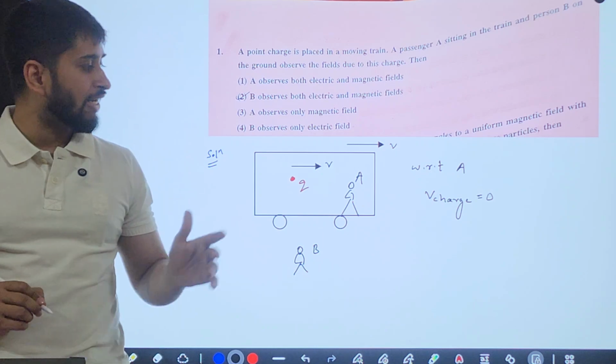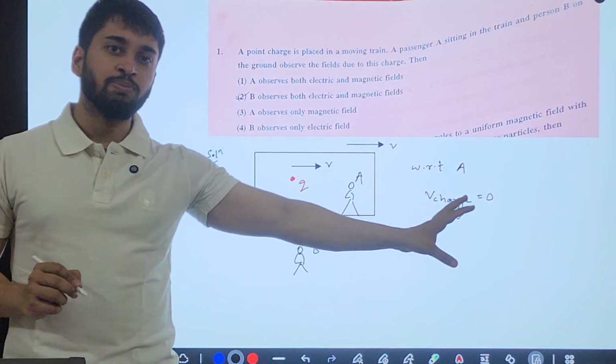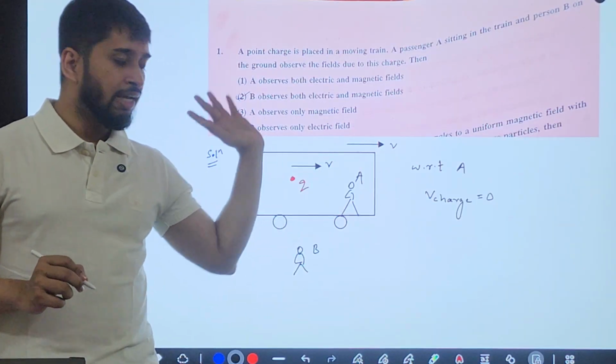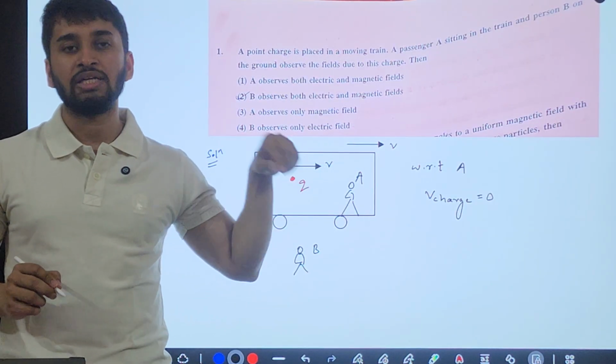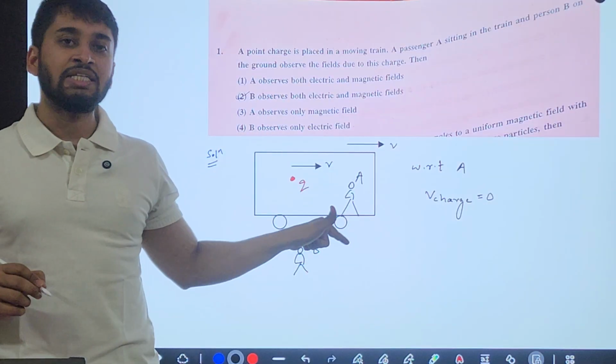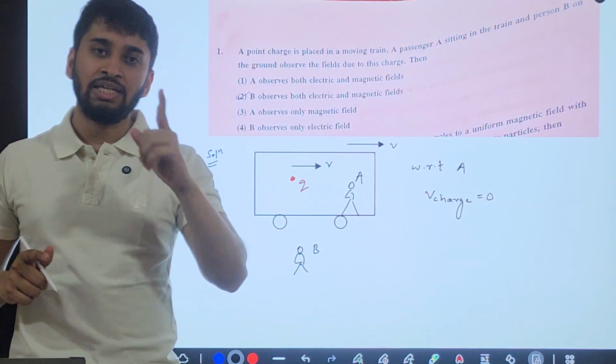Because you have to see the relative velocity, right? The observer A is moving with speed v, same as the speed of the train. The charge is also moving with the same speed v. So if you take the relative velocity, it comes out as 0. So in frame of A, charge will be at rest. And now when charge is at rest, it only produces electric field.